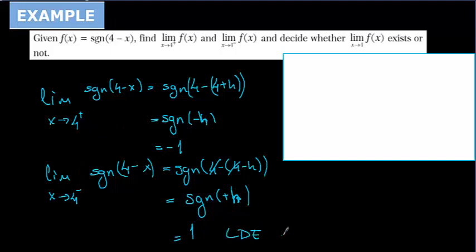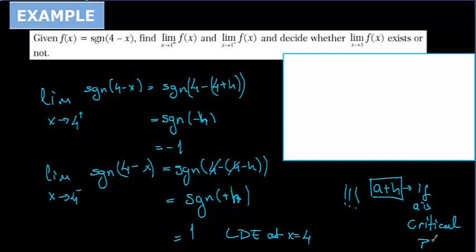The limit doesn't exist at x equal to 4. And you also need to know this part, which is important. You can use this a plus h method for the critical points, if a is a critical point. If a is not a critical point, there's no need to apply the a plus h method for questions like polynomial functions. We can solve the question directly.